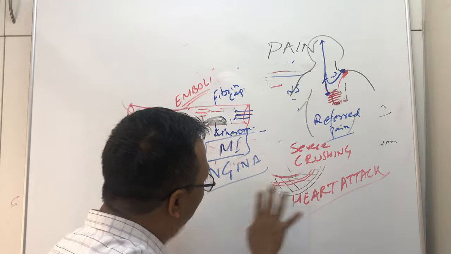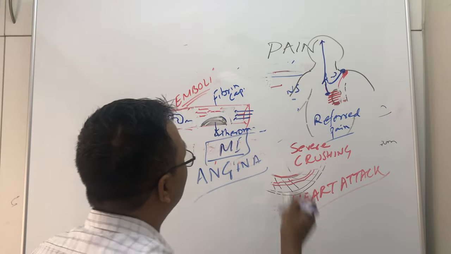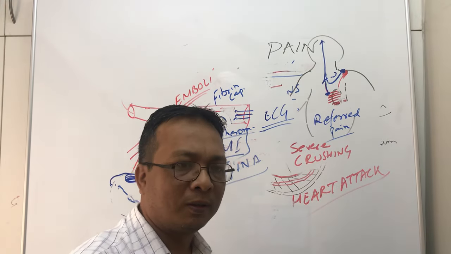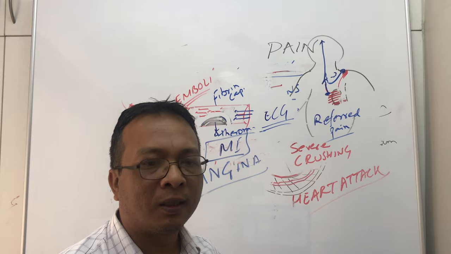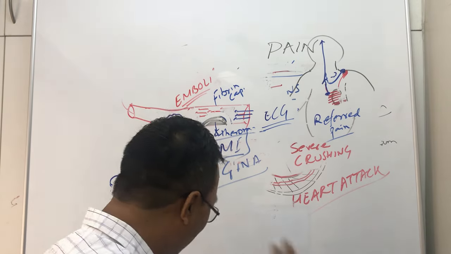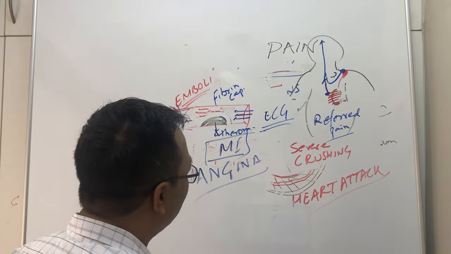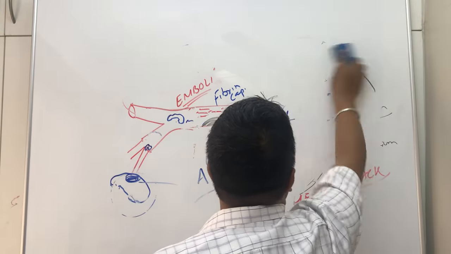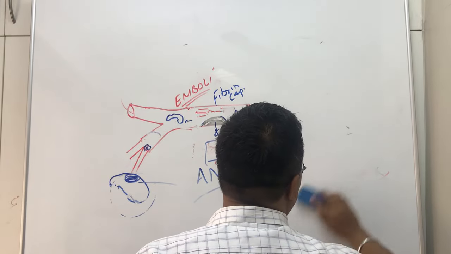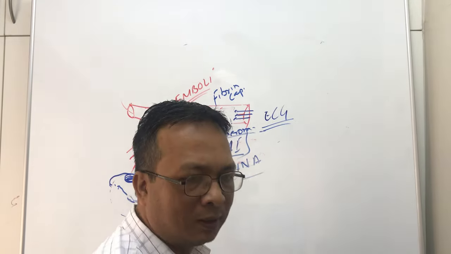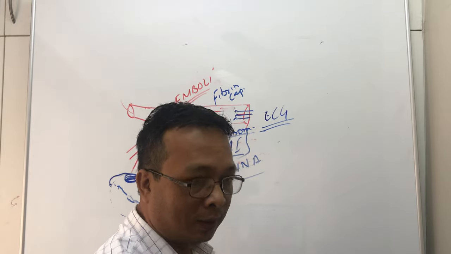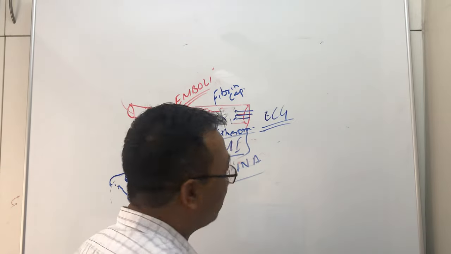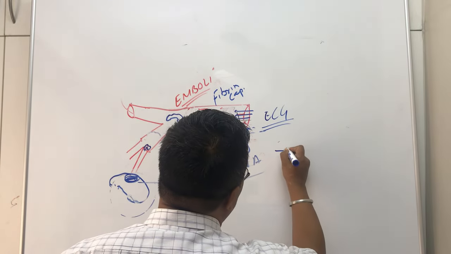Anyway, in both cases, we have to do an ECG. The basic diagnosis of heart attack is always by ECG. The ECG we'll discuss in the lab. When you come back to school, we'll discuss in the lab how to analyze ECG. I'll just give you a quick review, a 2-minute lecture on ECG. But you have to do the ECG and interpret it in your lab and practical classes, probably in the month of November. So when you see an ECG, it looks like this.